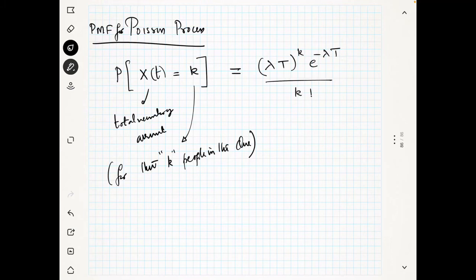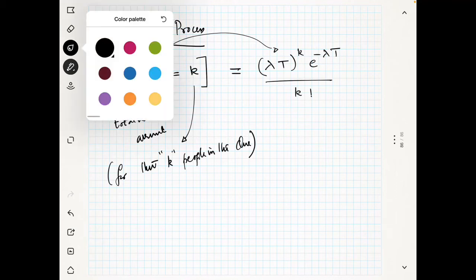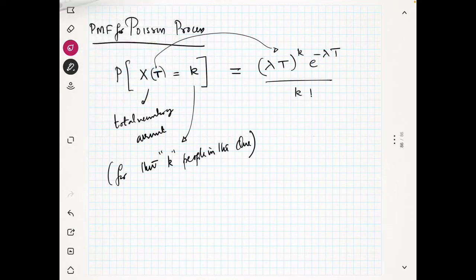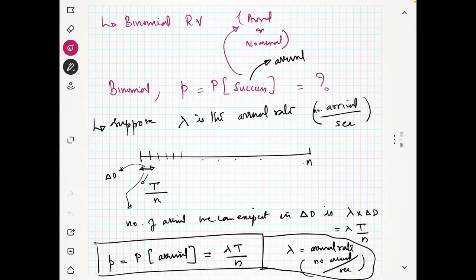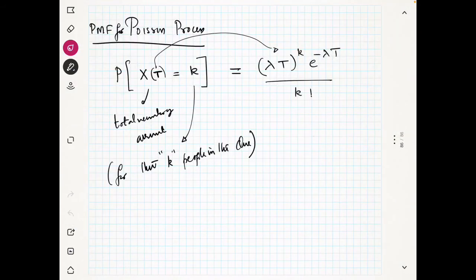Okay, divided by k factorial. Lambda t: I am considering a particular duration, capital T. In general, if I am using capital T here, we were talking about this duration, the whole duration was capital T. Suppose you are considering a general time instant T.